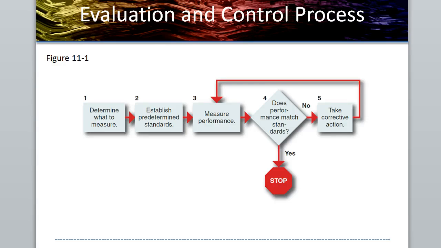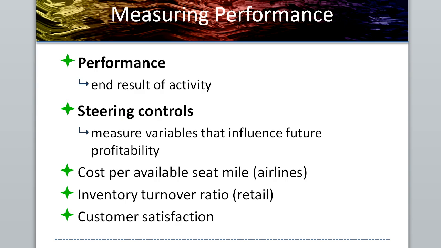Then establish the standards, measure performance. If the performance does not match the standards, take corrective action and measure again. If it does match standards, then stop. That's the basic flow chart of evaluation and control.